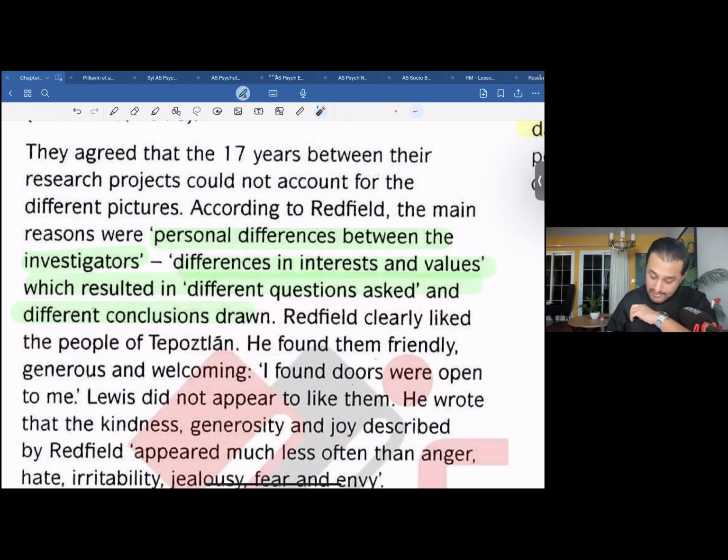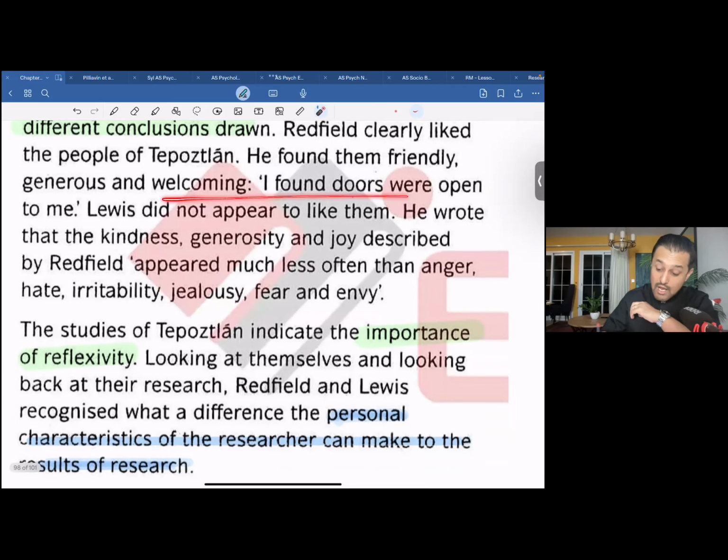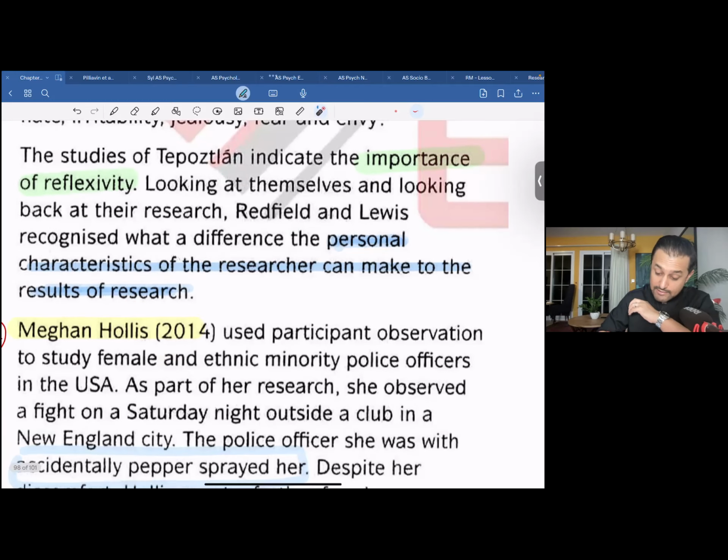Redfield clearly liked the people of Tepoztlán. He found them friendly, generous, and welcoming. I found doors were open to me. Lewis did not appear to like them. He wrote that the kindness, generosity, and joy described by Redfield appeared much less often than anger, hate, irritability, jealousy, fear, and envy. The studies of Tepoztlán indicate the importance of reflexivity, looking at themselves.